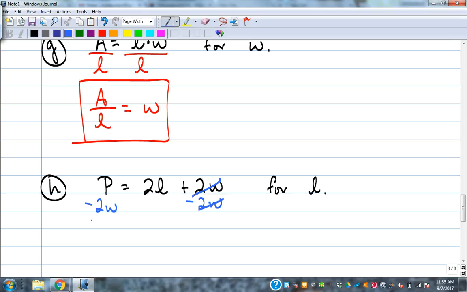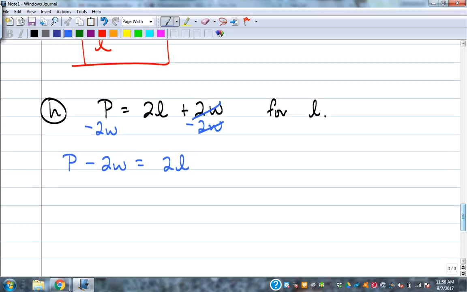So here, there's so many variables, it really doesn't matter what order you put that in. I'm going to do the easy thing, put P minus 2W. If you wrote negative 2W plus P, that's the same thing. I wouldn't count it wrong. What's the next step?